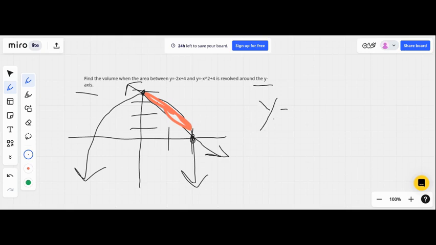So as you can see, it says to be revolved around the y-axis. So our first step is to set the equations in terms of y.